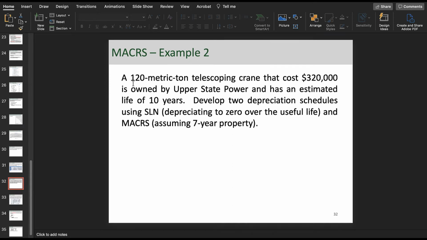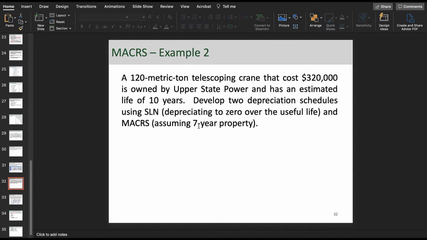We're going to be looking at this example in which we need to implement the MACRS depreciation method. It says a 120 metric ton telescopic crane that costs $320,000 is owned by Upper State Power and has an estimated life of 10 years. Develop two depreciation schedules using the straight line depreciation method, depreciating to zero over the useful life, and MACRS, assuming that this device is a 7-year property.